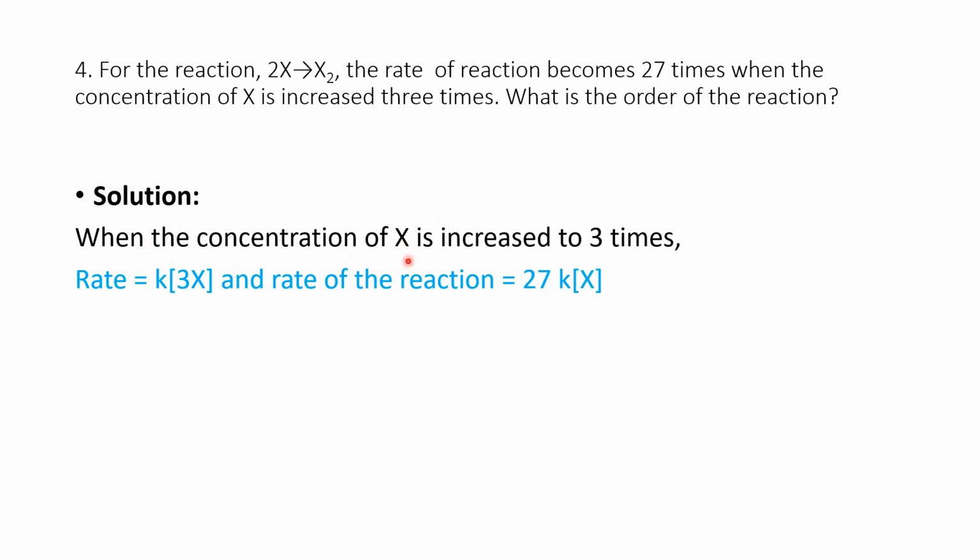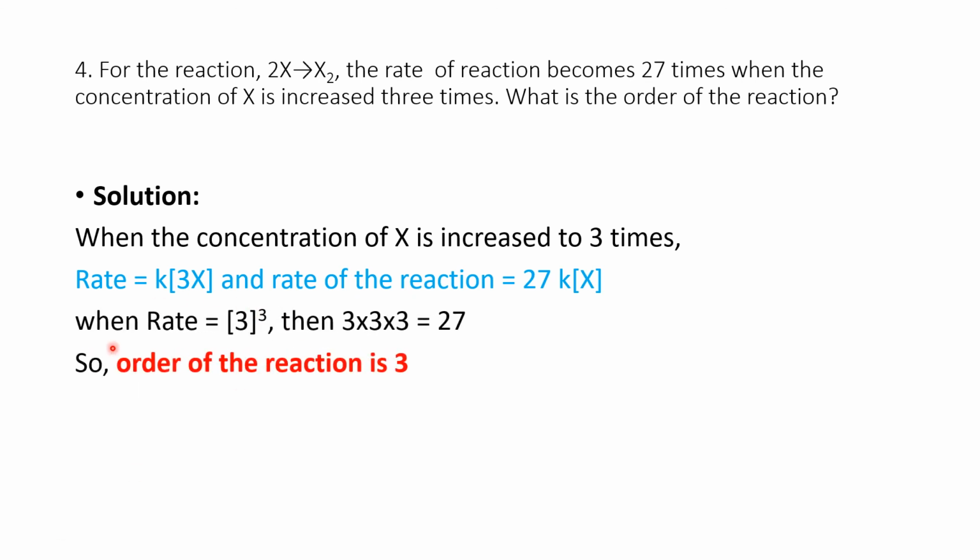See, when the concentration of X is increased to 3 times, it becomes 3X. And the rate of the reaction becomes 27, they are saying. What may be the order of the reaction? Which number, if you put it over here, then it becomes 27? Which number do I put over here? If you put 2, 3 3s are 9 only it comes. If you put 3, it is 3 into 3 into 3: 3 3s are 9, 9 3s are 27 will come. So the answer is 3. When the order is 3, then 3 into 3 into 3 is 27. The order of the reaction is 3.